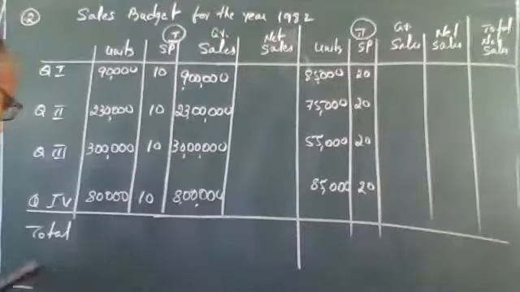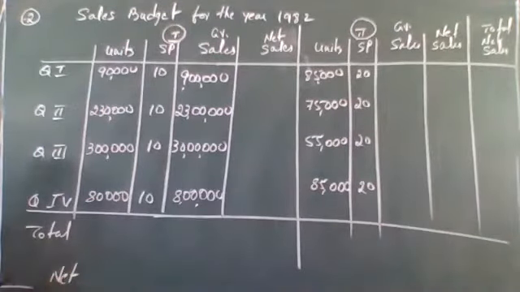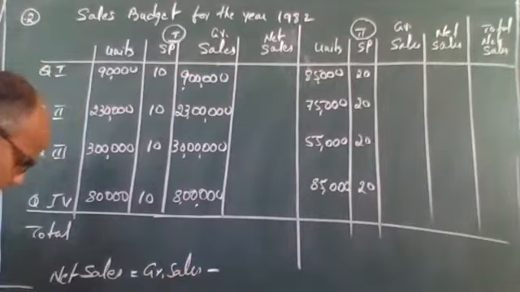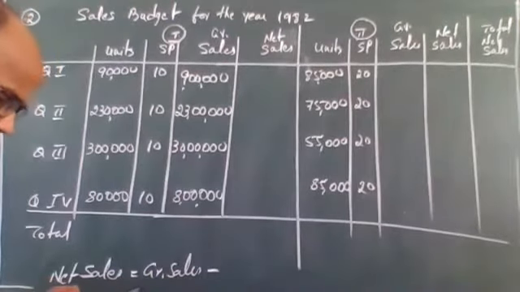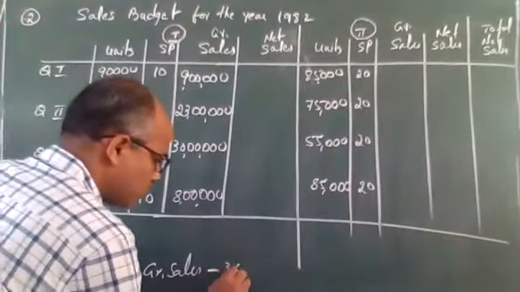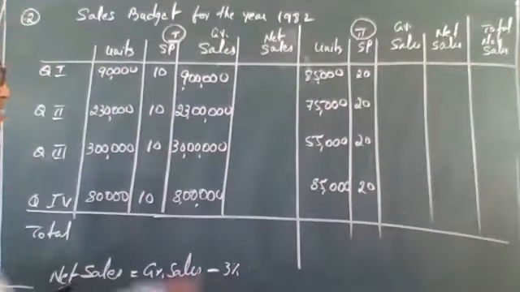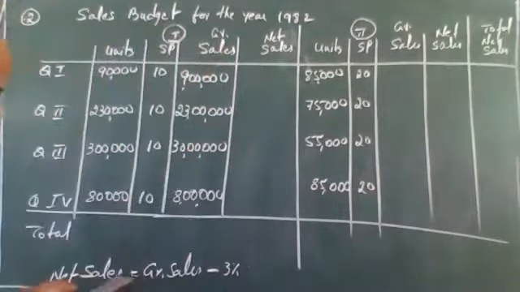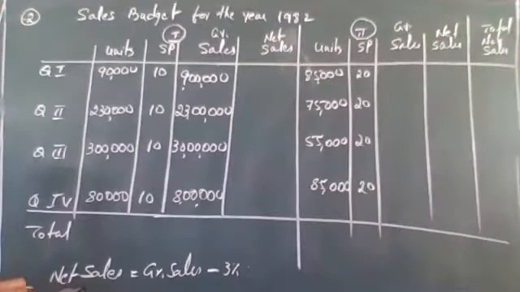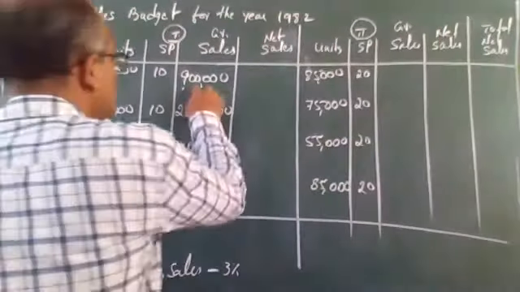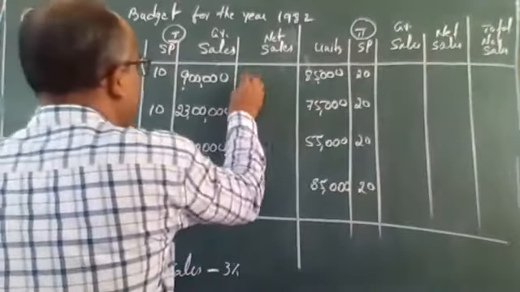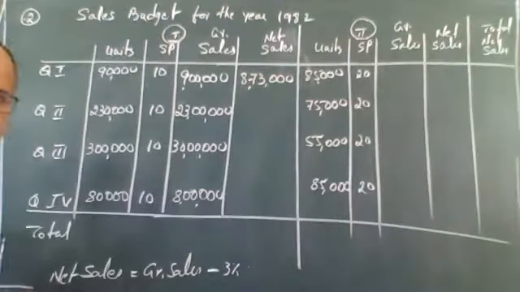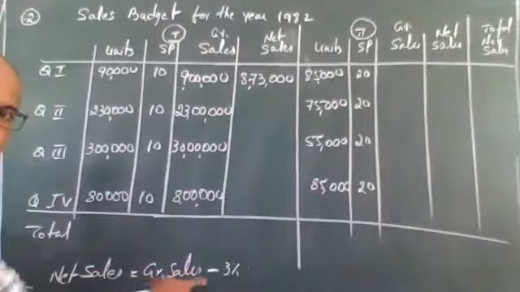Net sales. Net sales is nothing but, see this? Net sales is nothing but your gross sales minus the loss you are having. There is 3% of loss. So 3% of gross sales. Whatever gross sales you have, from this you are going to deduct 3% loss. For example, if I calculate 3% of 9 lakhs, that comes to how much? 27,000. So 27,000 is lost. So it will be 8 lakhs 73,000. How did you get this? It is 9 lakh minus 3%.